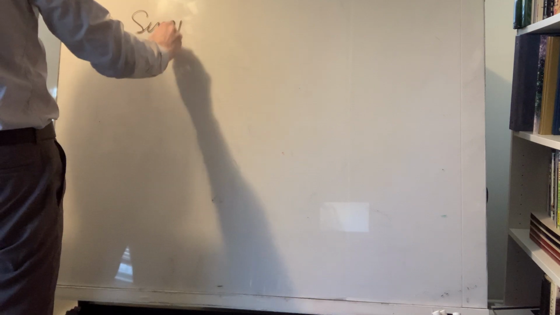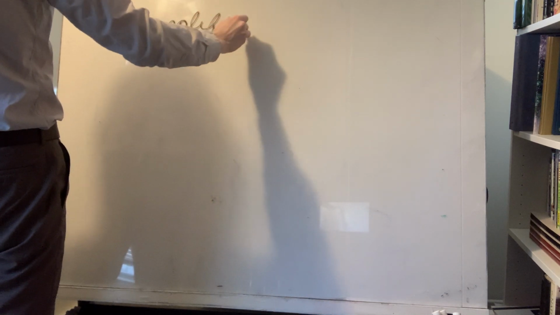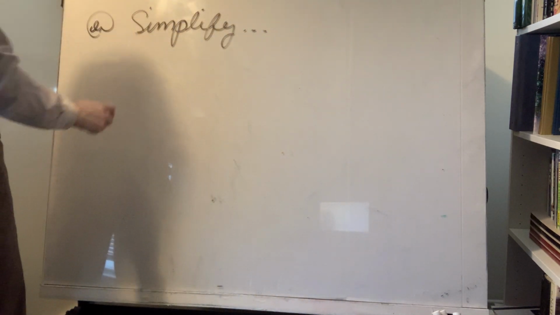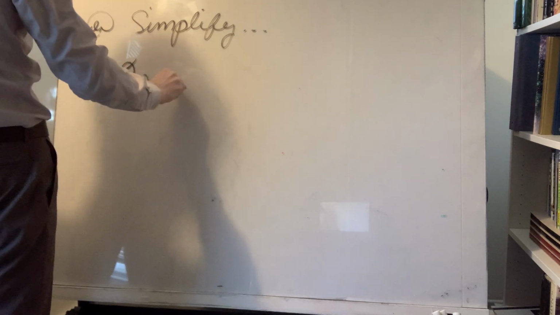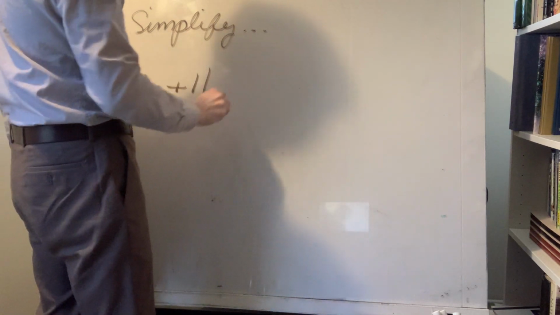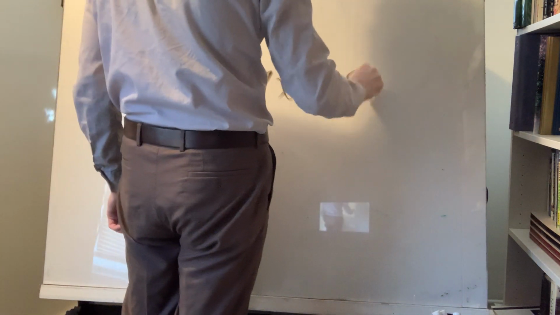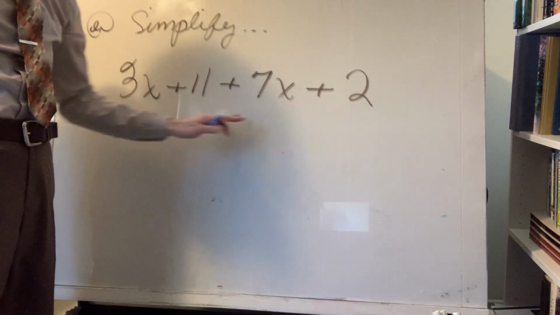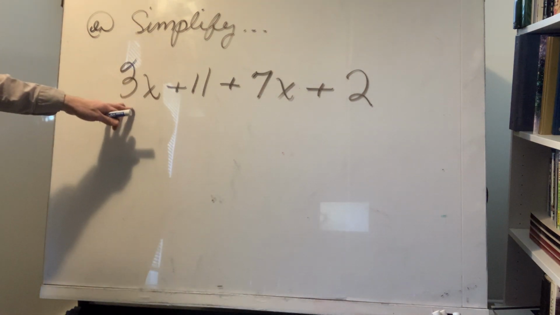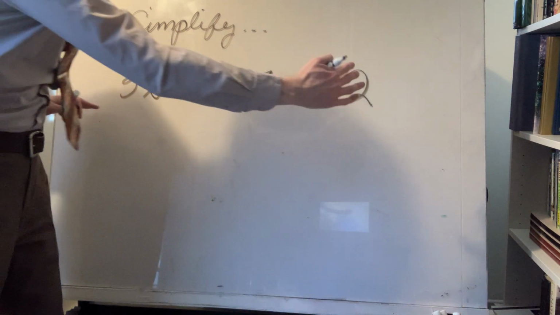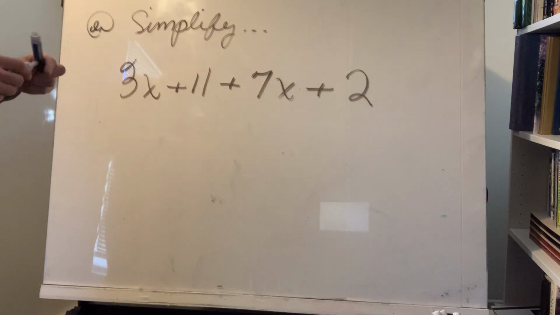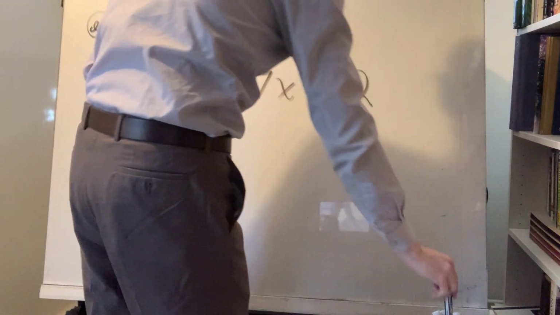Simplify (3x plus 11) plus (7x plus 2). You're going to take this long, complicated algebraic expression, and you're going to whittle it down to something less complicated. You're going to shorten it.